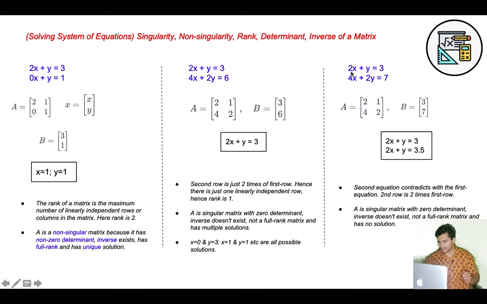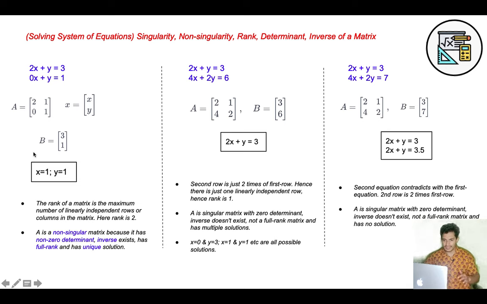In the third case, 2x plus y equal to 3, 4x plus 2y equal to 7, when we simplify, we get 2x plus y equal to 3, 2x plus y equal to 3.5. It's not possible, right? It's an anomaly because it's contradicting. And when we look at the matrix A, the second row can be obtained from the first row times 2, right? The second equation contradicts the first equation, and the second row is 2 times the first row. Hence, again, A is a singular matrix, that is, the determinant is 0. Inverse doesn't exist, it's not a full rank matrix, and it has no solution.